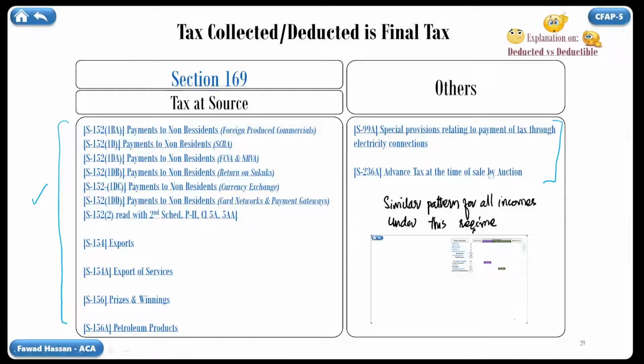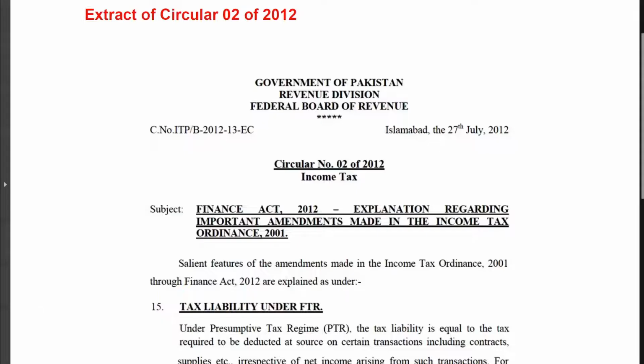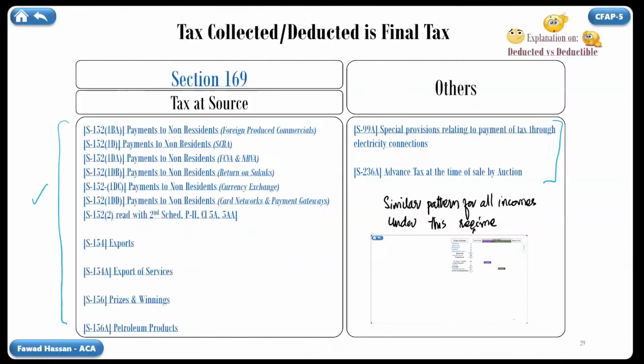On the top right corner you will find a link to a circular. This circular explains a very important practical aspect of the final tax regime. We will understand this circular with our previous example. Let's go to the whiteboard for some pencil work.